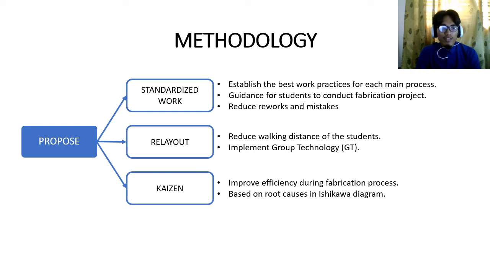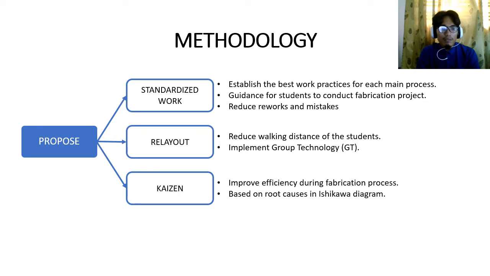In this proposed phase, there are three methods applied to improve the efficiency of the fabrication process. First, standardized work is applied to generate best work practices for each main process. It is also used as guidance for conducting the fabrication project and to reduce reworks and mistakes.